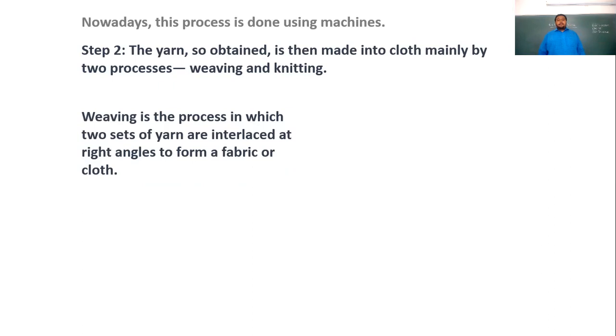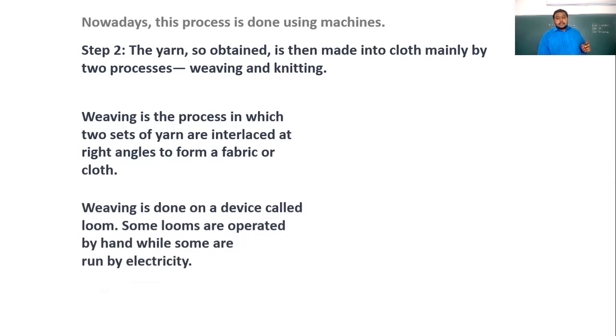Weaving is the process in which two sets of yarn are interlaced at a right angle. Suppose these are two threads, and these are again two threads. They are interlaced with each other at a right angle to form a fabric. Like this, we are forming a fabric from the thread. This process is called the weaving process.